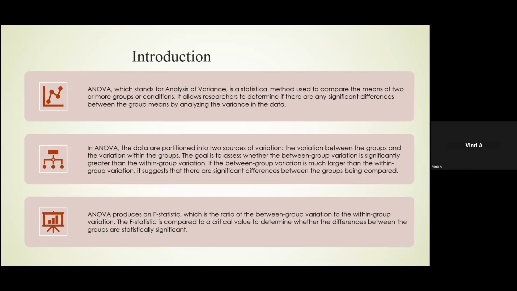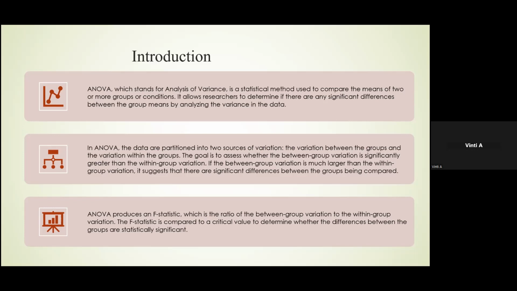Okay, so basically, as I said, ANOVA stands for analysis of variance. It is a statistical method used to compare the means of two or more group conditions. It allows researchers to determine if there is any significant difference in the group means by analyzing the variance of the data. In ANOVA, the data is combined into two sources of variation. One is the variation between the groups, let's say you have three groups, and one is the variation within the groups.